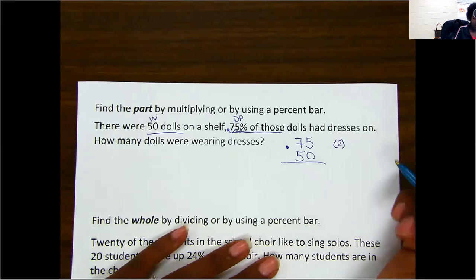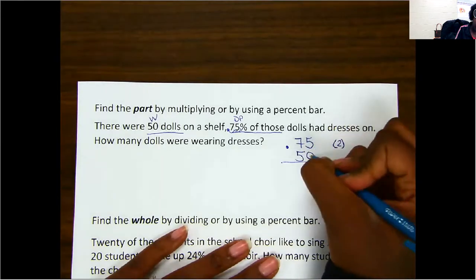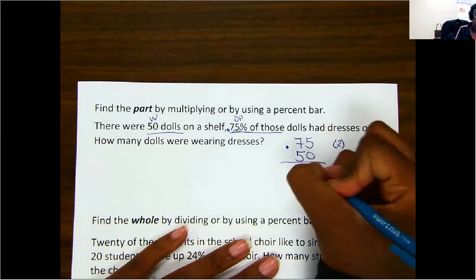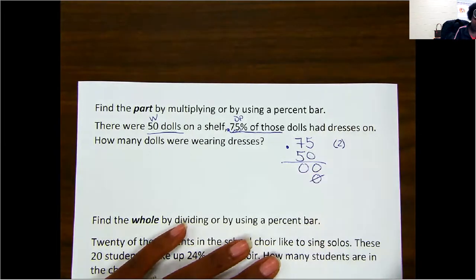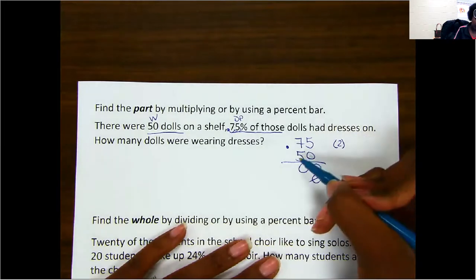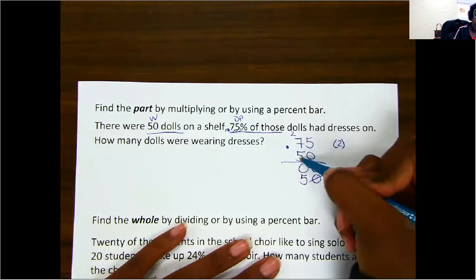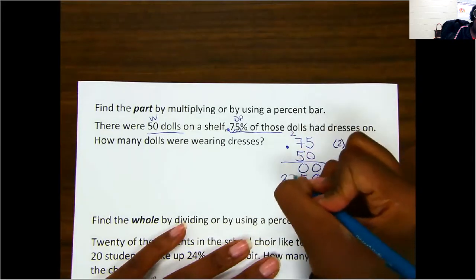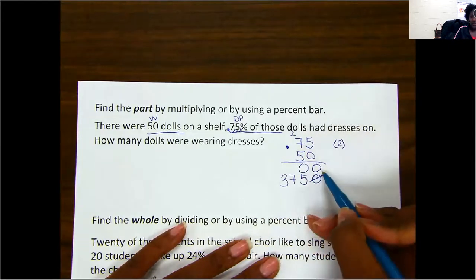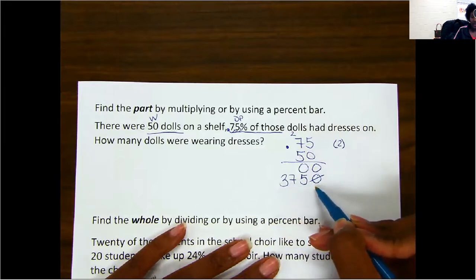Let's go ahead and multiply like normal. 0 times 0 is 0, 0 times 5 is 0, 0 times 7 is 0. I am going to a new line. I need to put my 0 placeholder. All right, multiply like normal. 5 times 5 is 25. 5 times 7 is 35, plus 2 is 37, okay? I don't need to add this. I have 3,750, but that is not my final answer.